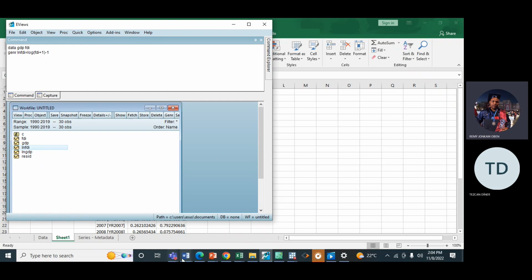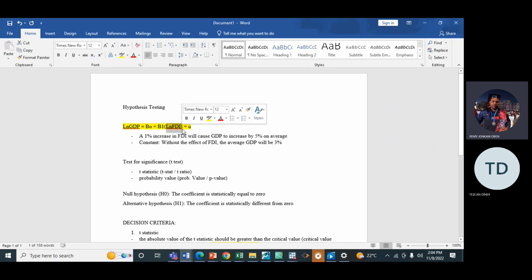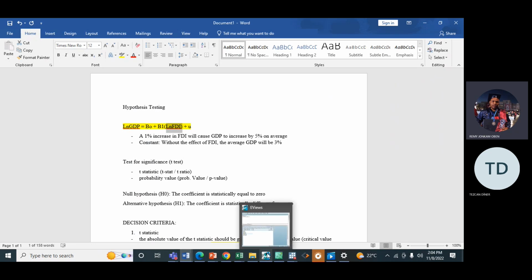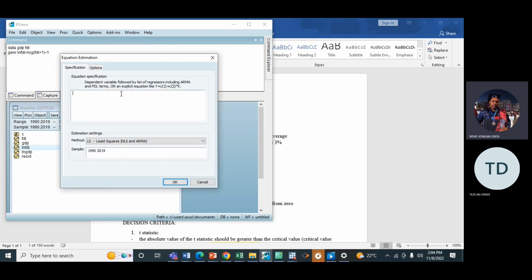Now I want to estimate this equation. Of course, you see GDP is the dependent variable and FDI is the independent variable, right? So I come here, Estimate Equation, and I just write my variables. Always start with the dependent variable, ln GDP, because we are using the log. Give a space, write C. C stands for constant, right? Give a space and then write ln FDI.